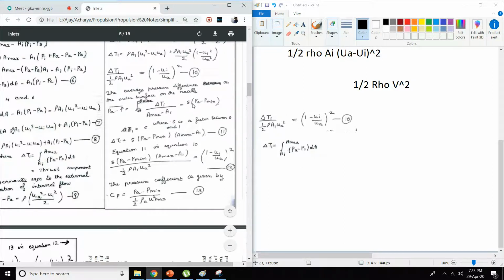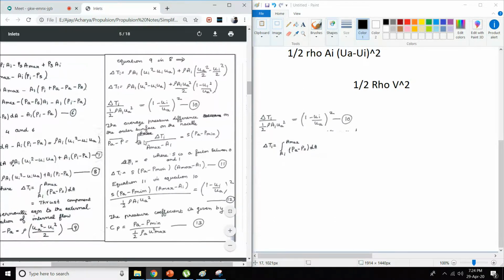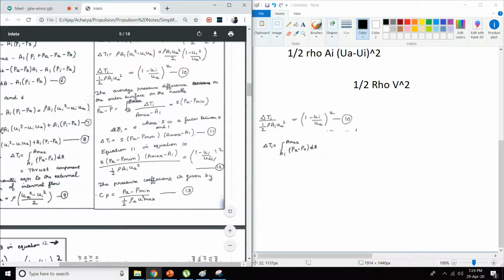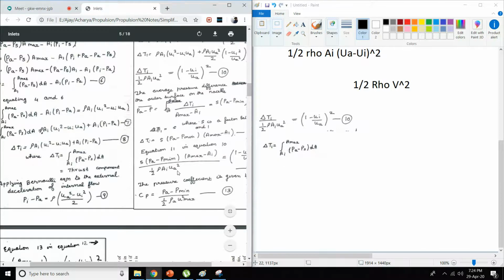So delta Ti will now be equal to S into PA minus PI into A max minus AI. So you'll substitute these two equations, these two delta Ti expressions, here. That gives S into PA minus P minimum, into A max minus AI, is equal to 1 minus ui by ua the whole square, divided by half rho A va square.